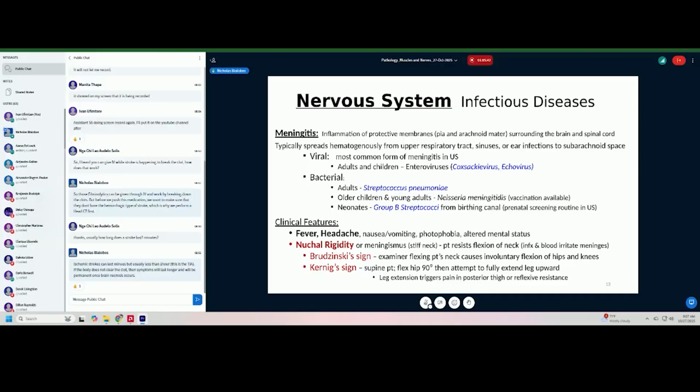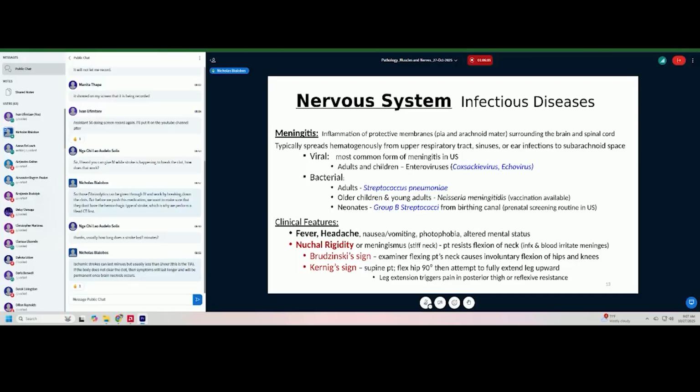When these patients have meningitis, they're going to have classic symptoms. They're going to have fever, headache, and as those meninges are irritated, they're going to start causing nausea, photophobia, and sometimes confusion. It really just depends on whether it was viral or bacterial meningitis, and the severity of it. But they'll typically have fever and headache.